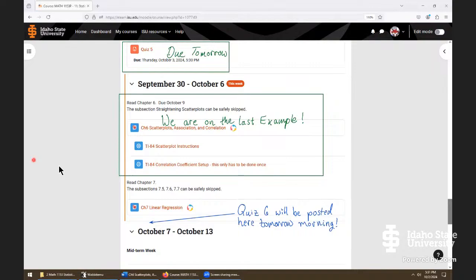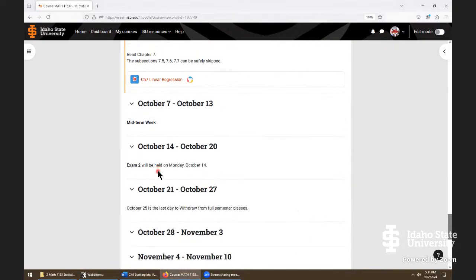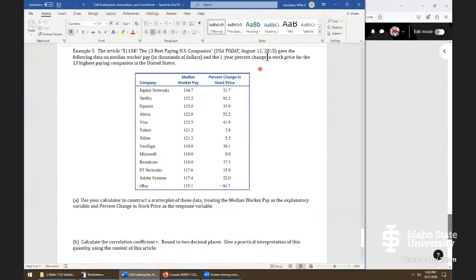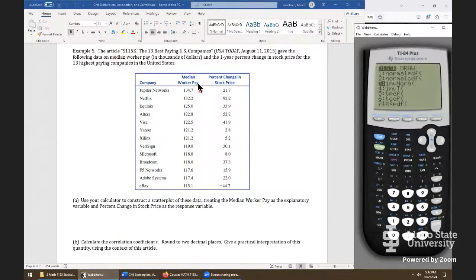And in the future here, towards this weekend, again, we'll start seeing more information filled out right around here on what the exact coverage is and the sample problems. But here's where we're at so far, right here on example 5. We looked at data like these before. This one has to do with median worker pay, so 50th percentile. But this time we're taking a second variable into account. We're comparing the median worker pay for these different companies against their percent change in stock price.